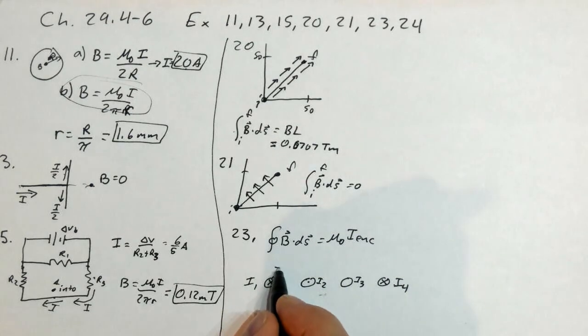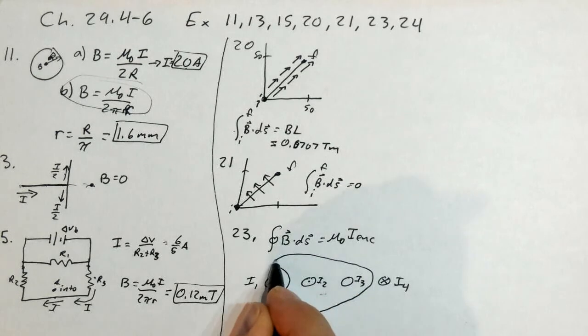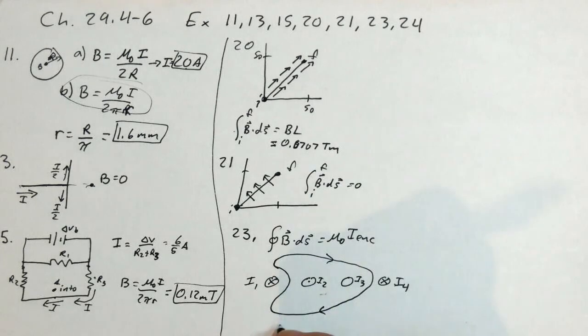If we know that on this very weird looking path, going clockwise along that path, we know that the line integral along that path is 1.38 times 10 to the negative 5 Tesla meters. So we have a number for this. We're told what that is. Okay, so we know what that is. What is the current through I3?